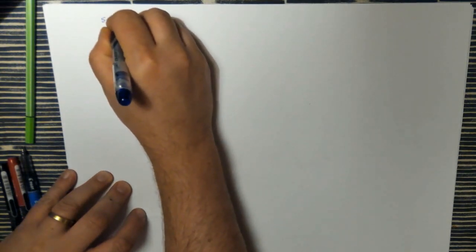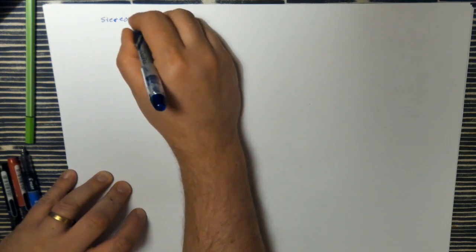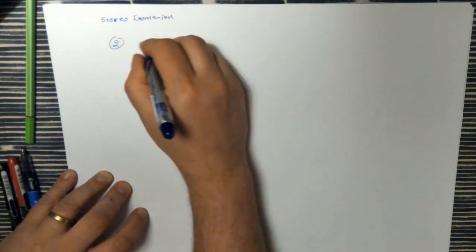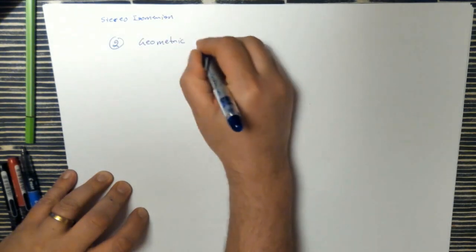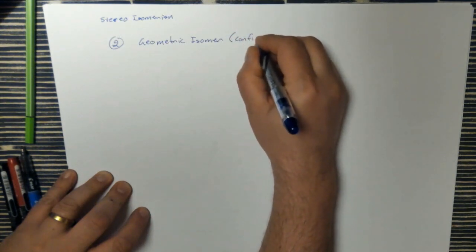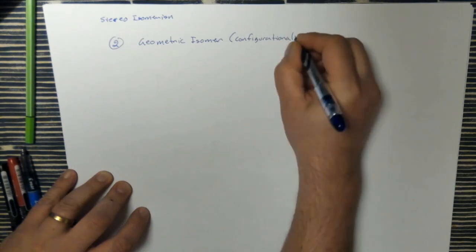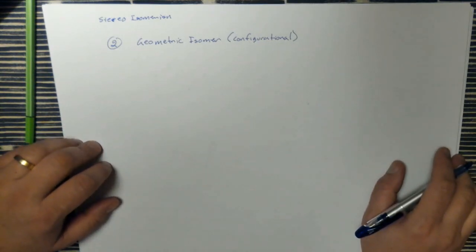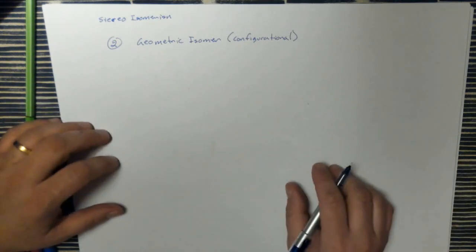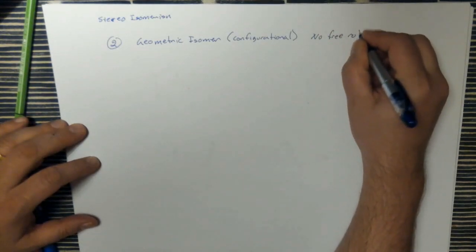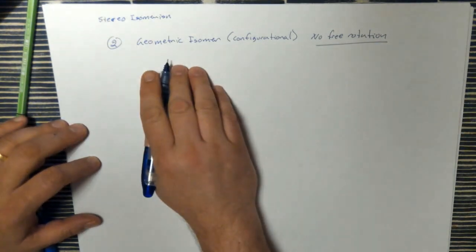So the next type of stereoisomer that I'm going to look at is something called a geometric isomer. So this is the second type. These are also sometimes called, as I mentioned earlier, configurational. So these are isomers that have become fixed in a specific position relative to each other due to some kind of constraint. So here we do not have free rotation. So we can write that at the beginning, no free rotation. That is the main thing that characterizes geometric isomers.